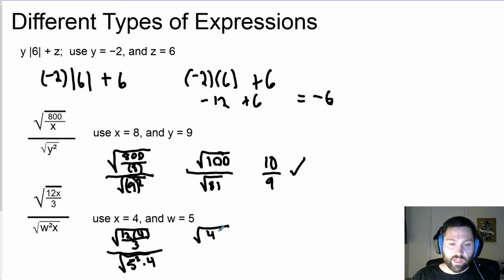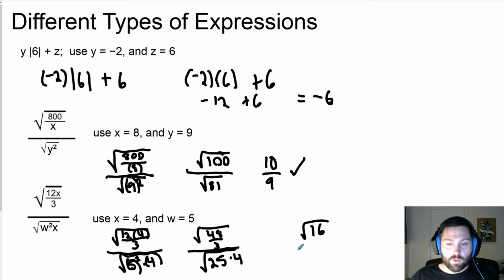So I've got 48 over 3. And this is still all over 5 squared, which is 25, times 4. Should have been parentheses here and here as well. And then I'm going to simplify the expressions underneath the radical signs. 48 divided by 3 is 16. And on the bottom, 25 times 4 is 100.